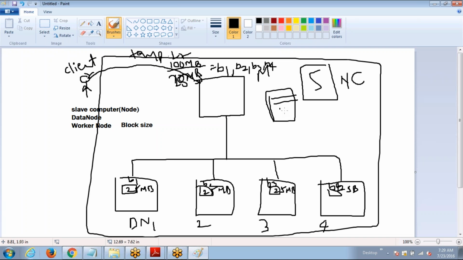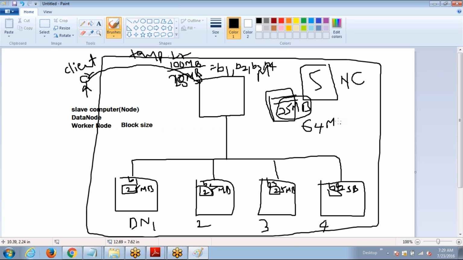So I am saying 25 MB here. In my configuration file I set the block size as 25 MB. This can be configured, it can change anytime. Our default Apache Hadoop configured block size is 64 MB, actually.